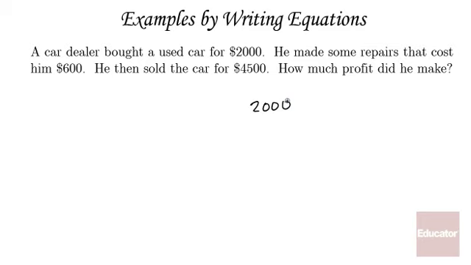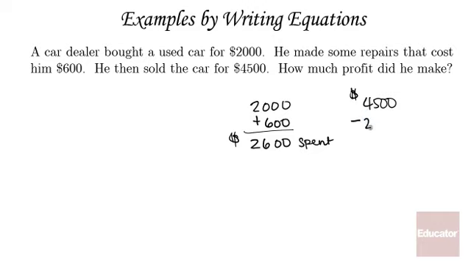So you could do just the arithmetic and say that he spent $2,000 and then spent another $600, and you would get that he spent a total of $2,600. And then you would see that he's selling the car for $4,500. And so that's how much money the buyer would give him. And you want to subtract how much money he spent to find out how much money he would actually get to pocket. And that would give us, he would actually be making $1,900 profit.